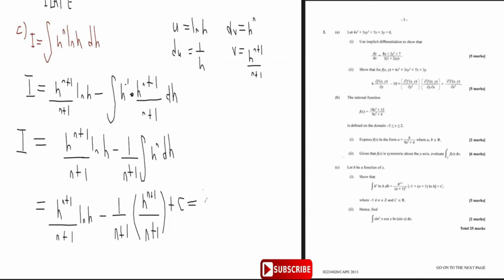So they factor out h to the n plus 1. So factoring out h to the n plus 1, what we're going to be left with is, we're factoring out h to the n plus 1 over n plus 1 all square. This is it. Now look at this. When you factor it out from this, you're going to be just left with minus 1.